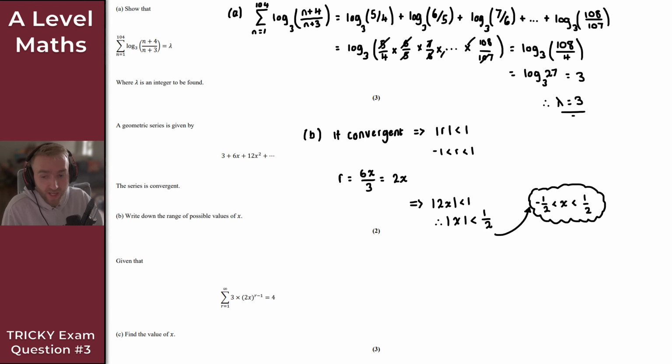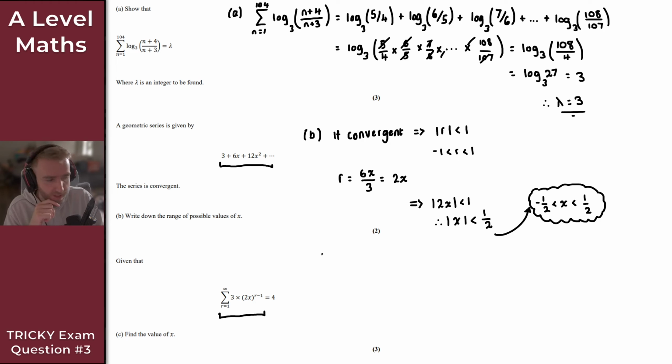Now what you need to recognize here is that this summation will give you these terms here. You can evaluate that by just taking r equals 1, r equals 2, r equals 3, and you'll get, for r equals 1, 3, for r equals 2, 6x, and then for r equals 3, 12x squared, and so on and so on. But basically, the parts of the question here are structured in such a way to help you answer the next part of the question, right?